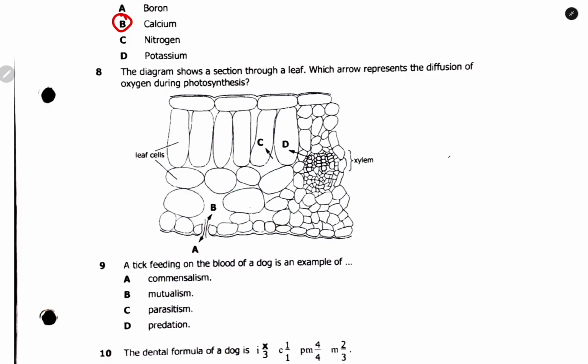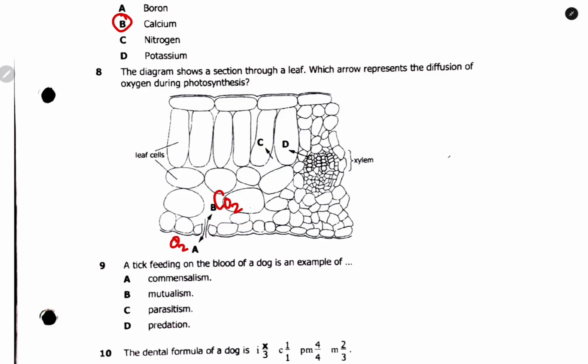And now you need to understand that plants use carbon dioxide. So the gas that diffuses going inside is carbon dioxide, and after the process of photosynthesis, the product produced as a gas is oxygen.